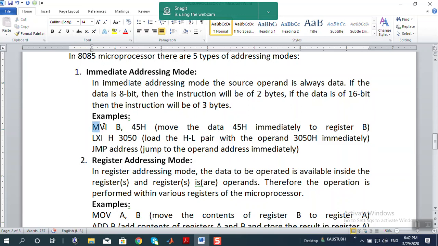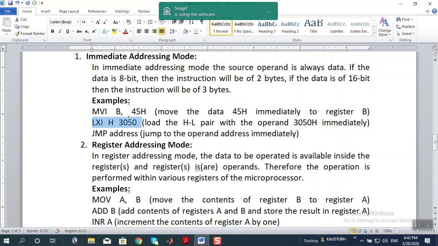So this data is part and parcel of this instruction. For MVI B there is a dedicated, designated opcode, which is 8-bit, 1 byte, and this data is 8-bit, that is 1 byte. Together it is a 2-byte instruction, and it is immediate addressing mode because the data is given immediately after the opcode.